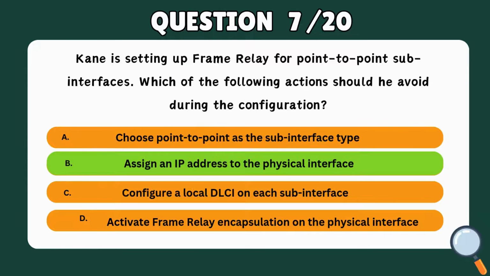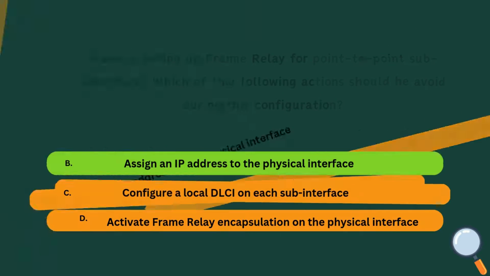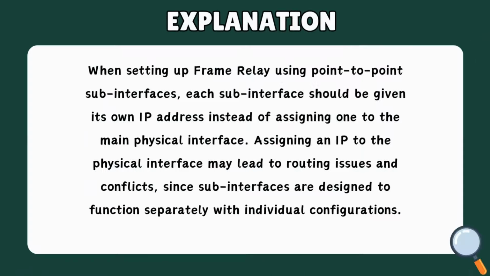Correct answer, B. Assign an IP address to the physical interface. When setting up frame relay using point-to-point sub-interfaces, each sub-interface should be given its own IP address instead of assigning one to the main physical interface. Assigning an IP to the physical interface may lead to routing issues and conflicts, since sub-interfaces are designed to function separately with individual configurations.